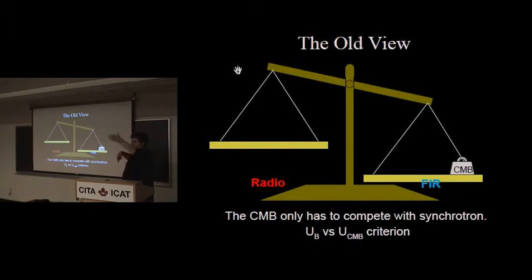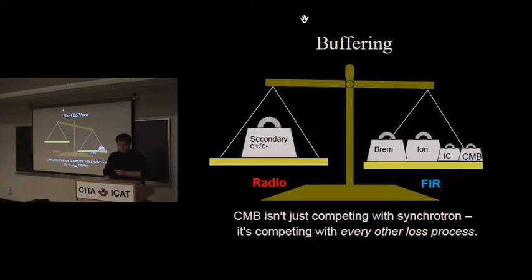So in the older view, you just had synchrotron and the CMB, and the problem with this is that as the CMB got stronger, it would overwhelm the synchrotron, so the energy would go into the inverse Compton, and it would basically suck all the energy away from the cosmic ray electrons, and then these galaxies would become radio faint, and the correlation would basically be broken at high redshift.